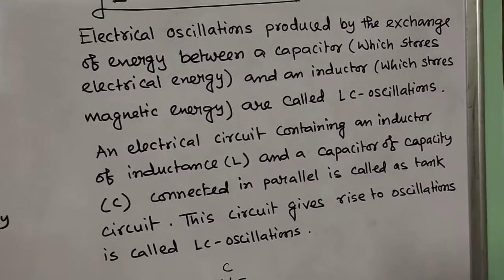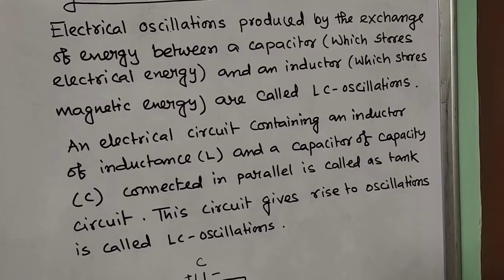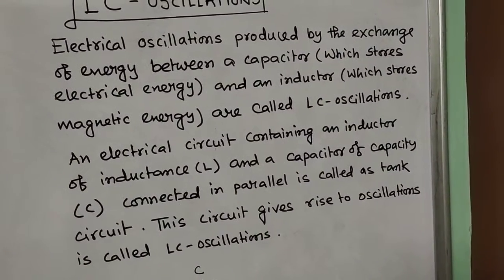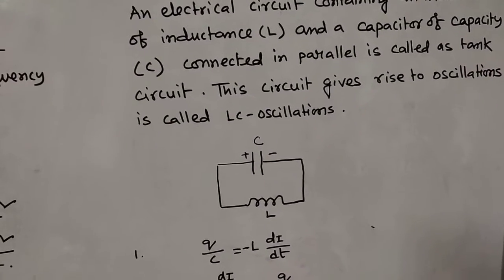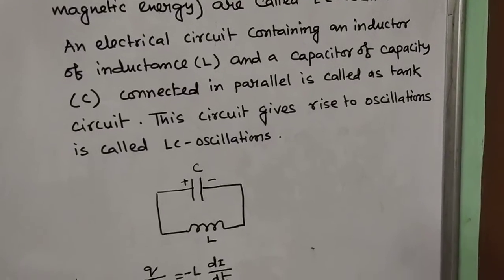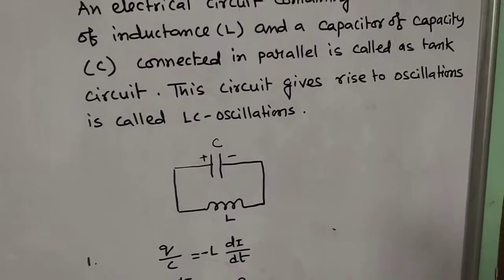Now let me continue with the next para. An electrical circuit containing an inductor of inductance L and a capacitor of capacity C connected in parallel is called a tank circuit. This circuit gives rise to oscillations called LC oscillations. Now you see how the oscillation occurs.